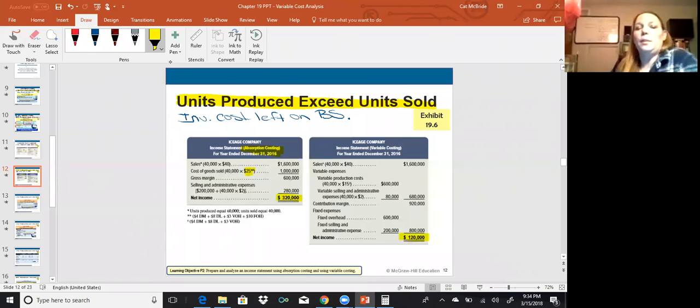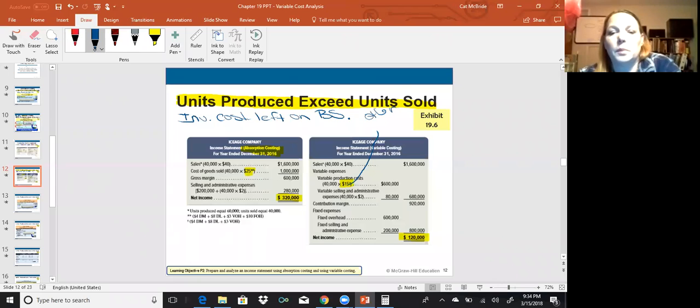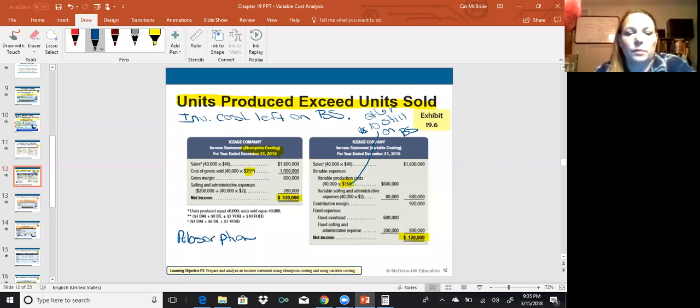And the reason that we end up with income of 120,000 is because when we sold these units, we're only expensing this $15. The other $10 is still on the balance sheet, tied up in that excess units produced that we didn't sell. So that extra $10 per unit is still sitting on the balance sheet. So our income is lower, right? Our income is lower, but if you looked at the balance of inventory, inventory would be higher. So when units produced exceed units sold, then absorption income is higher.